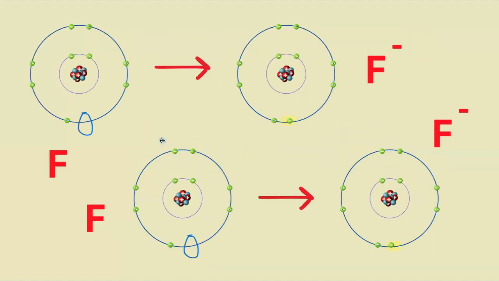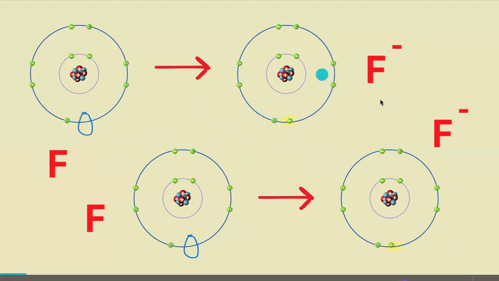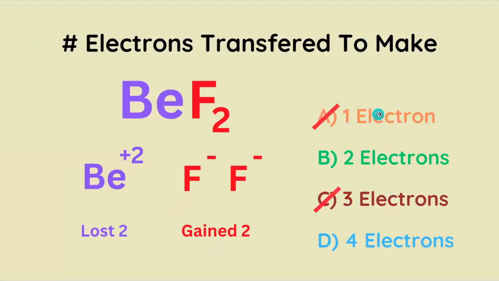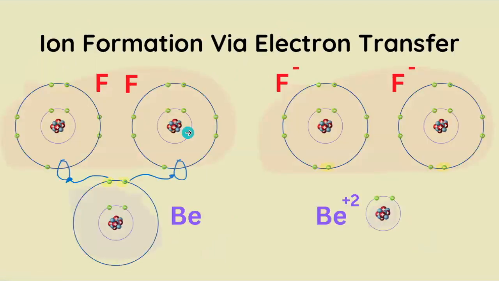For fluorine, we added a single electron to become F-, and we did that for 2 separate atoms to make 2 separate F-. But does that mean that we transferred 2 electrons in total, or 4 electrons to make BeF2? This is a more big picture view of the electron transfer that's going on.